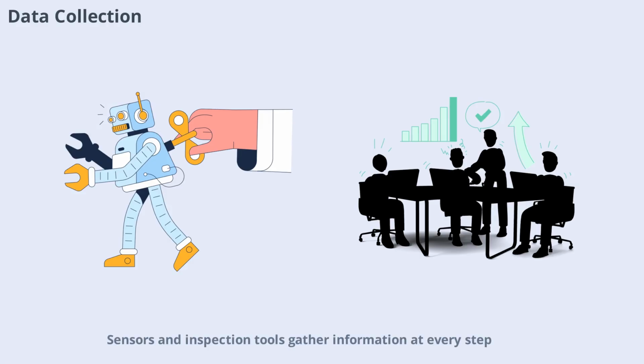Accurate data collection is the backbone of yield management. Sensors and inspection tools gather information at every step, from wafer fabrication to final testing. This data includes images, measurements, and test results, all of which are stored for analysis. The more comprehensive the data, the easier it is to spot trends, identify root causes, and implement improvements.